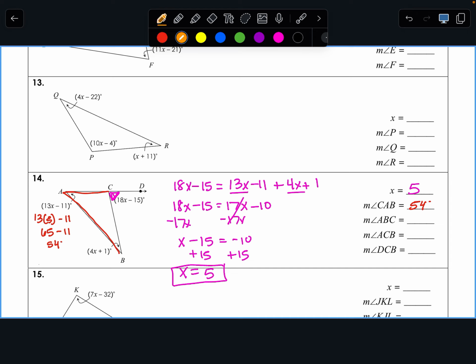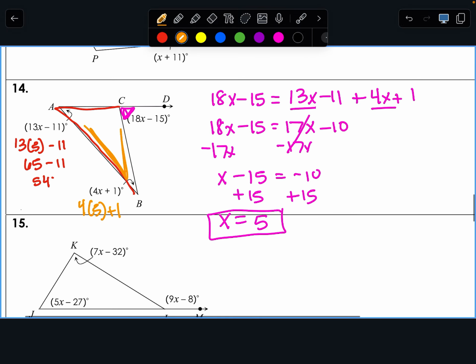Then I want A, B, C. So A, B, C is this one. So that's 4 times 5 plus 1. That's 21 degrees. What is that in the parentheses when you said 15? A very messy 5. Right, because it's x. And x was 5.